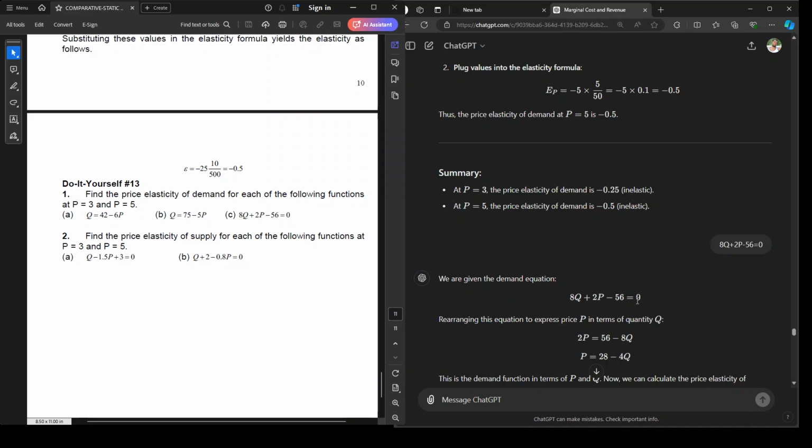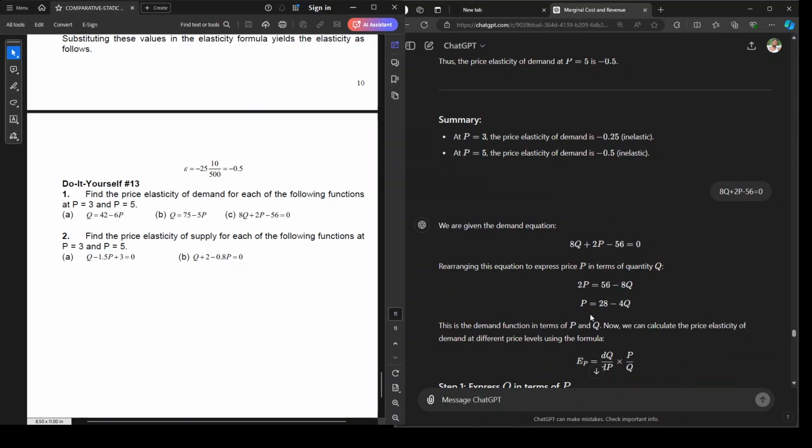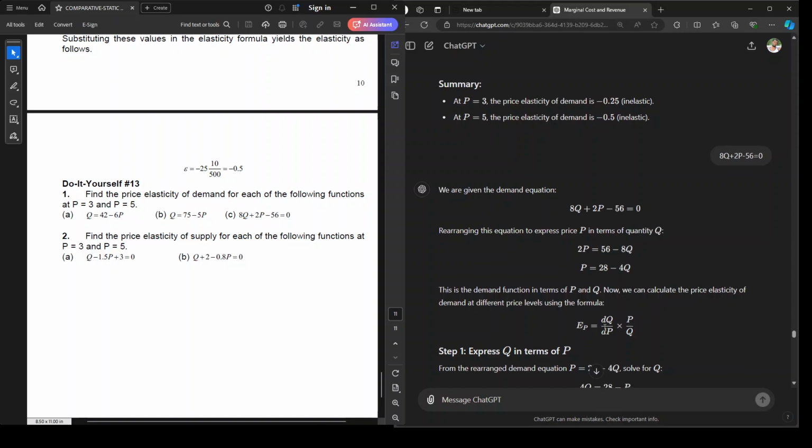8Q plus 2P minus 56 equals 0. This is the equation, but here we're not given Q equals this, so you can choose to make Q the subject or P the subject. In simple terms, making P the subject would be simpler, since when you have P, you can find Q. This is the demand function for P, and this is the demand function in terms of P and Q. Now we can calculate the price elasticity of demand at different levels using that formula.